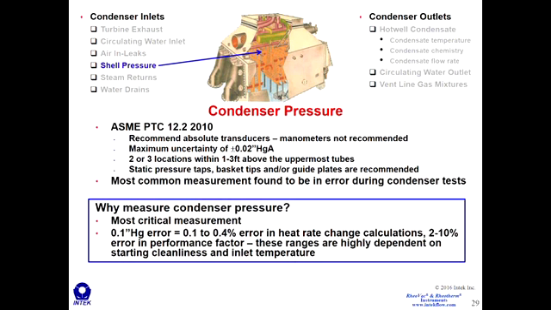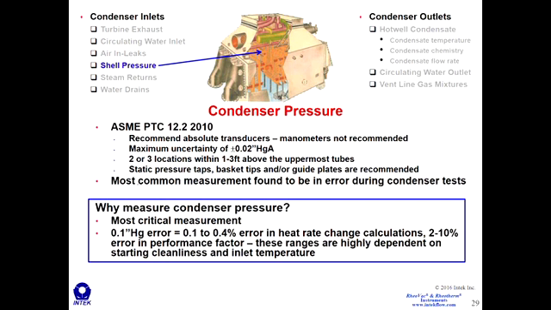Condenser pressure. This is one of the most critical ones. It is the most critical, actually. Condenser pressure is very important, and PTC 12.2 has these different recommendations here. They recommend absolute transducers, a maximum uncertainty of 2/100ths of an inch of mercury. They recommend 2 or 3 locations depending on your shell layout, 1 to 3 feet, no more than 3 feet above the top of the tubes. That's an important specification there. They also recommend static pressure taps, basket tips, or guide plates.